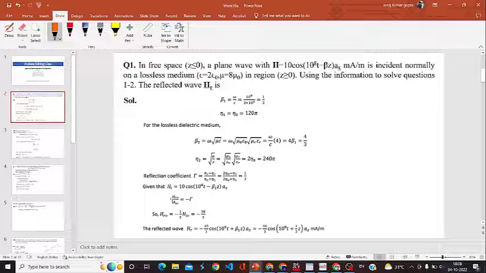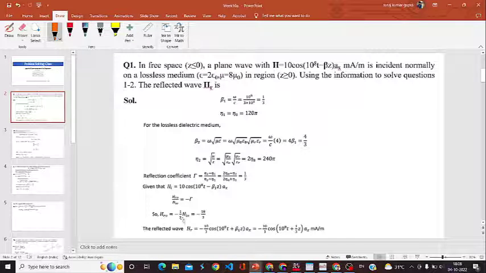So the amplitude of the reflected wave is defined as minus gamma times the amplitude of the incident wave. Here the minus gamma occurs just because the direction of the reflected wave is opposite to the incident wave. In the region where the dielectric and air meet, the reflection will occur in the opposite direction of the incident wave, so that's why the minus sign comes here.